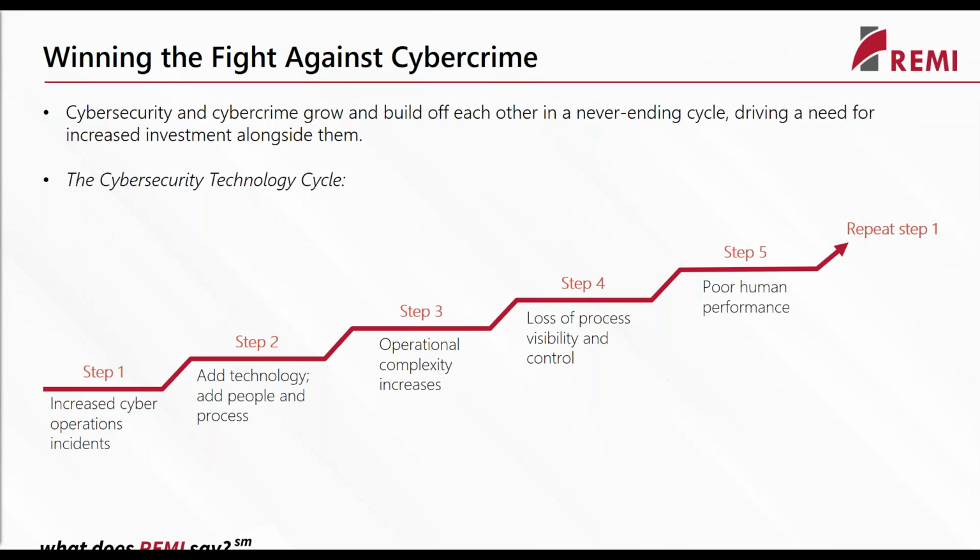And step three is that operational complexity increases. The interactions between technology, processes, and people increase. And step four is the loss of process visibility and control. So there's uncertainty about developments, and the old management systems are overwhelmed. And step five is poor human performance. Technology and process complexity decrease cybersecurity effectiveness. And then the cycle will just start all over again from step one.